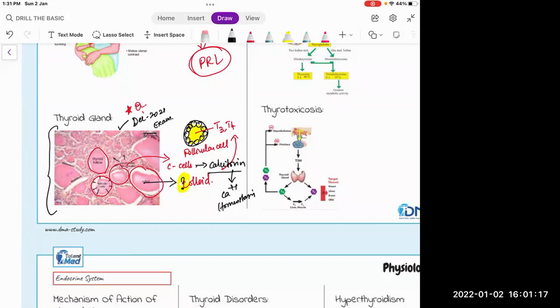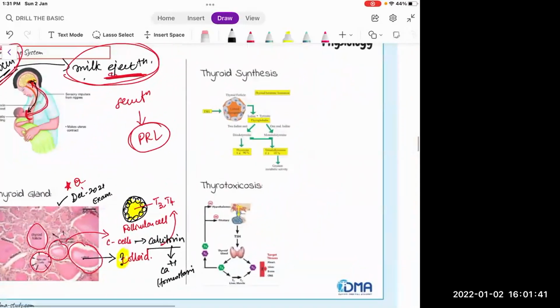So don't think that clinical subjects are important and preclinical is not important. Don't always judge like that. Whatever concept you are studying, study it completely, clearly, understand the concept. Remembering the concept comes from understanding. Don't mug up the concepts. Clear? So that is very, very important.